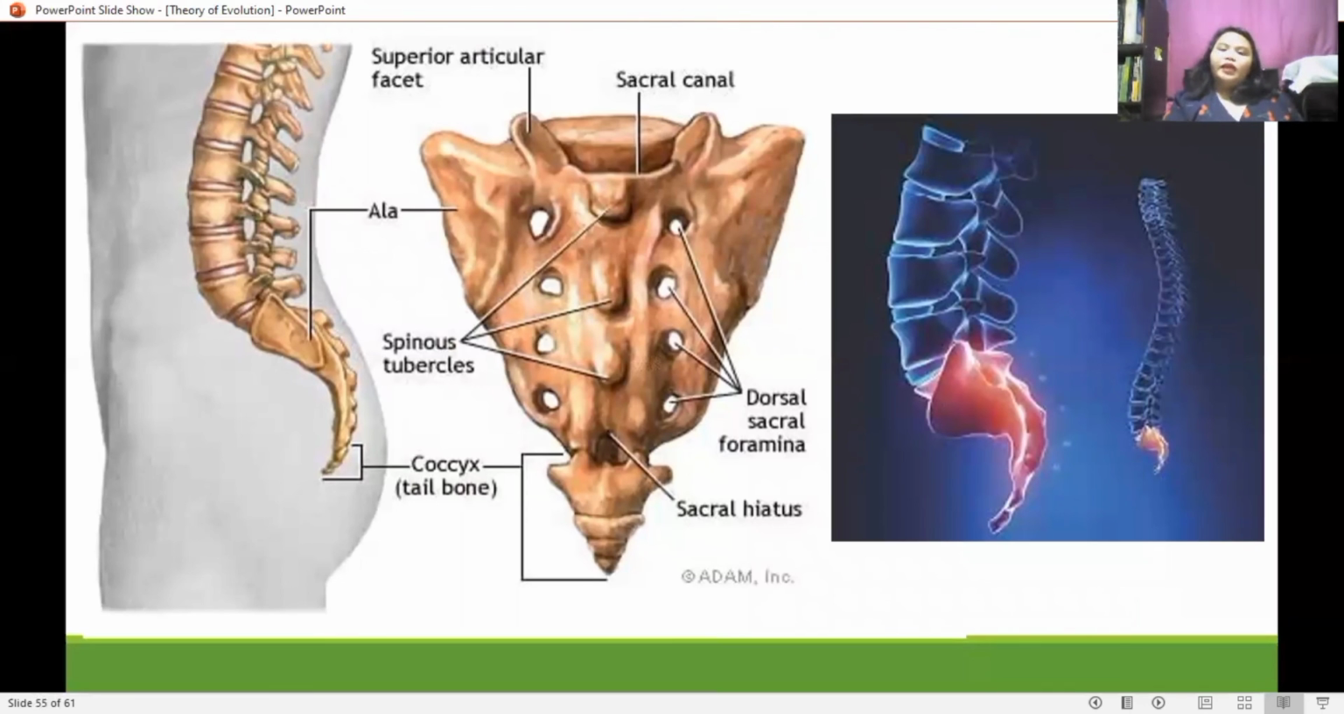Then we have here the tailbone of humans. This one is a vestigial structure, since it is a remnant of our ancestor. We do not use our tail for climbing trees. We walk erect, right? So we do not use the tail. But for other animals, like chimpanzees, monkeys, and apes, the tailbone is useful for climbing trees.